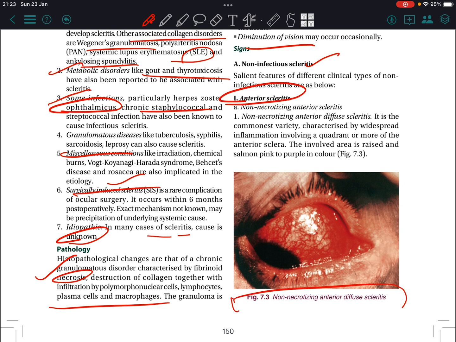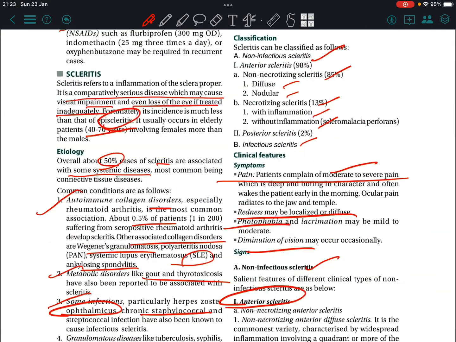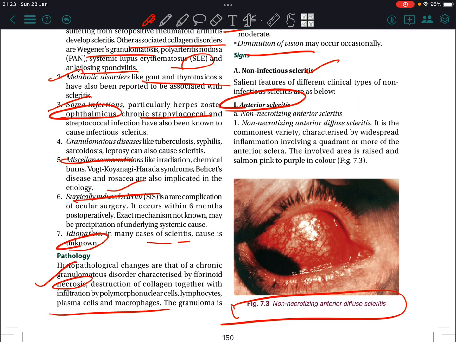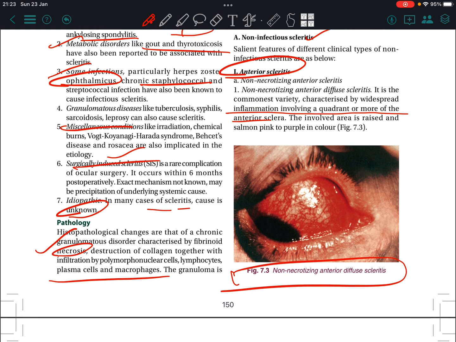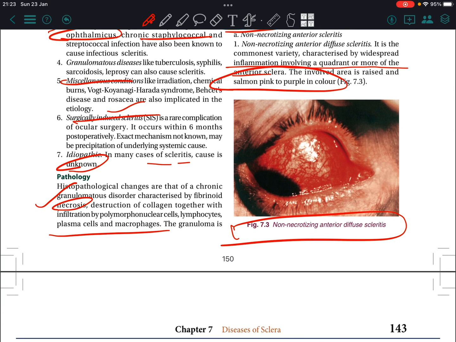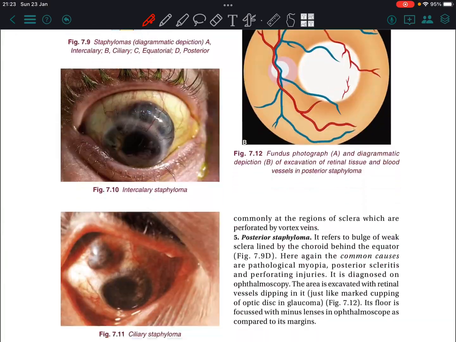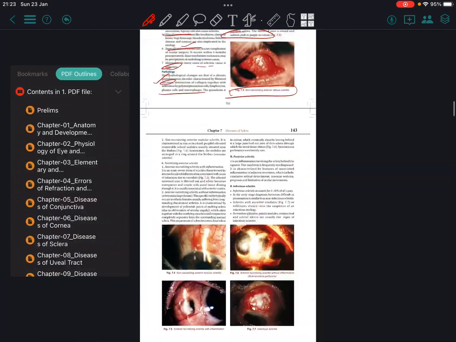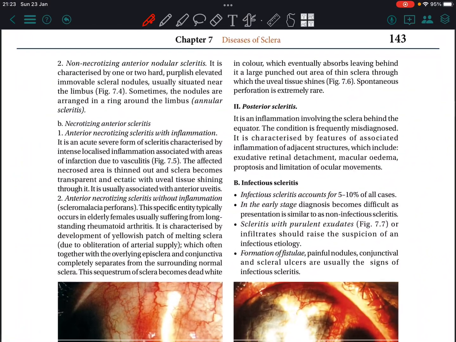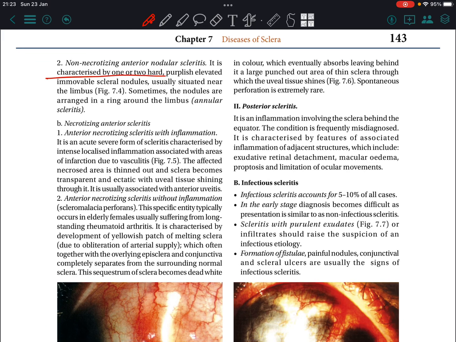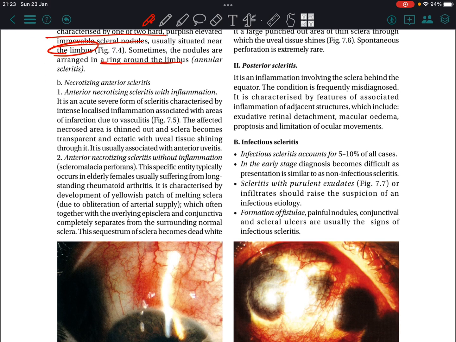Anterior scleritis, non-necrotic anterior diffuse scleritis. It is the common variety characterized by widespread inflammation involving a quadrant or more of the anterior sclera. Involved areas are raised and salmon pink to purple in color. Non-necrotic anterior nodular scleritis is characterized by one or two hard, purplish, elevated, immobile scleral nodules, usually situated near the limbus. Sometimes nodules are arranged in a ring around the limbus.